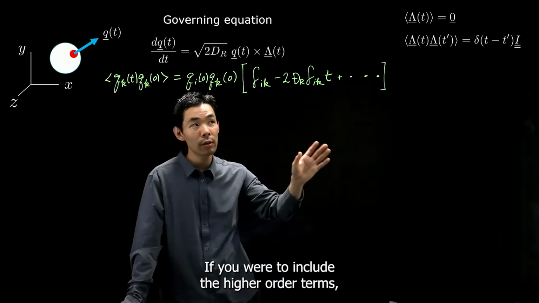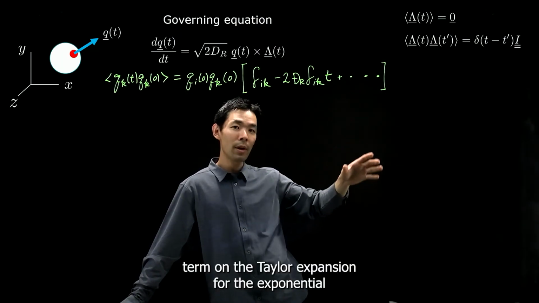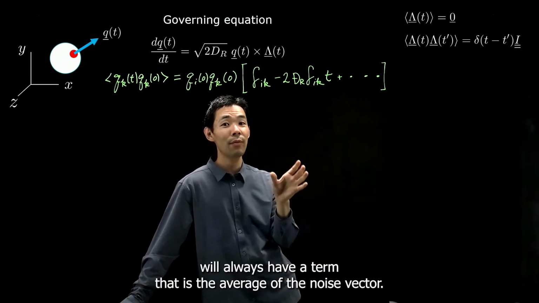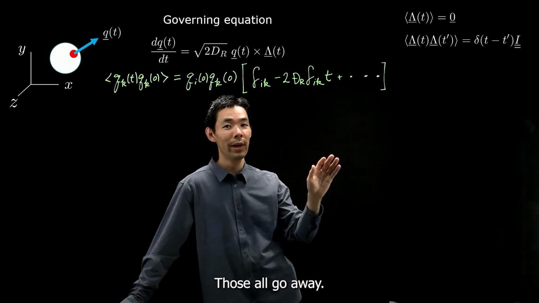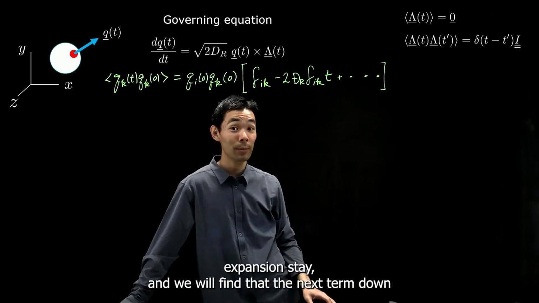Now, if you were to include the higher order terms, what would happen is that every odd term on the Taylor expansion for the exponential will always have a term that is the average of the noise vector. Those all go away. So only the even expansion terms of your Taylor expansion for your exponential will stay.